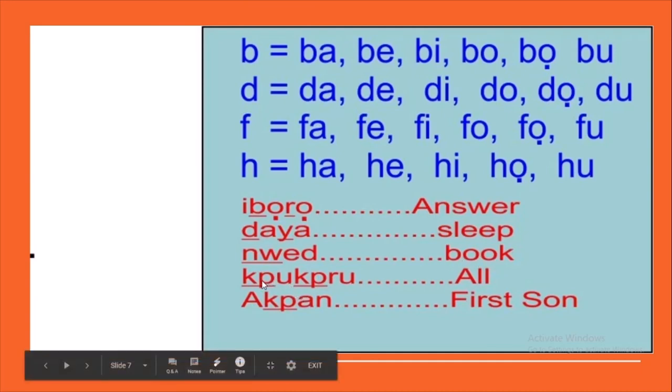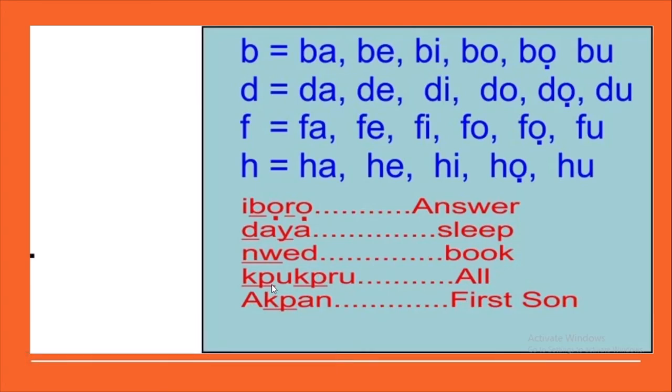Then you see the KP here is also a double letter that makes a consonant sound as well, which is KP. This KP is also applicable in words. Let's look at this word, Pukru. Pukru means all. You see here KPU, we have U, we have another K, we have U. That's Pukru, meaning all.